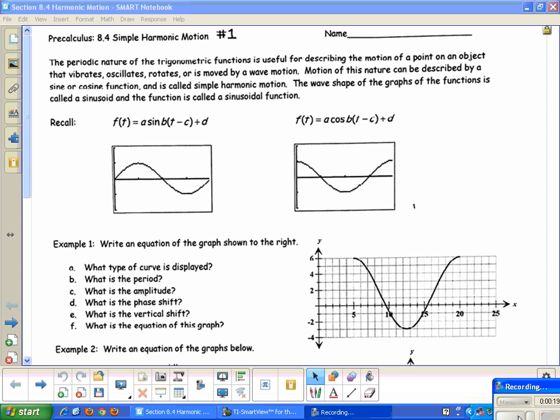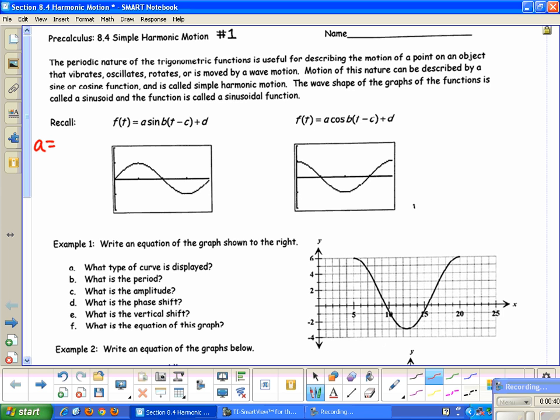The wave shape of the graphs of the functions is called a sinusoid, and the function is called a sinusoidal function. Recall that we have our two graphs, the sine graph and the cosine graph, so these are the two different ways that they can look. And remember, we've talked about how to find all these values, so just recall that the A value in front is our amplitude.